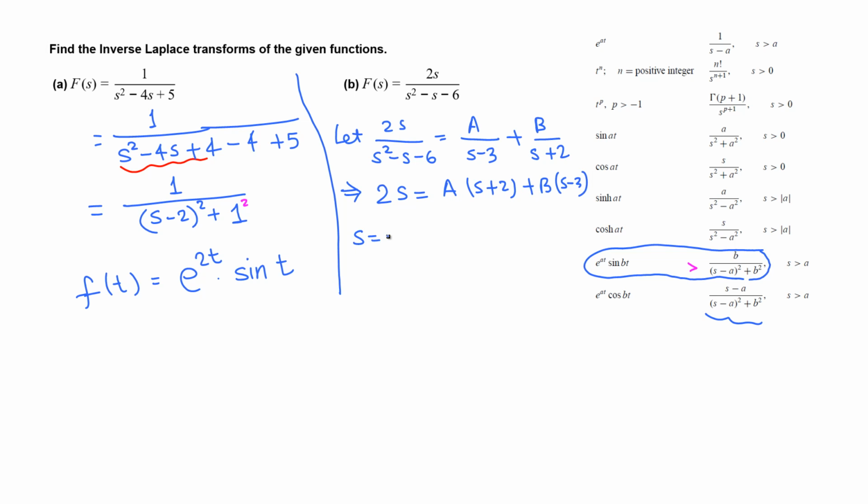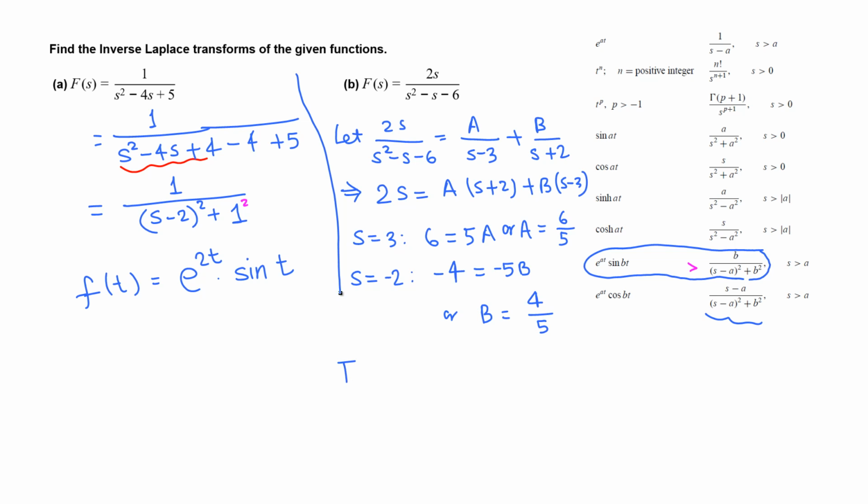Take s equals 3. Then the left side is 6, 3 minus 3 is 0 so the b part is 0, and 3 plus 2 is 5, so 5a. That means a equals 6 over 5. And in this equation, take s equals negative 2. Negative 2 plus 2 is 0, so the a part is 0. 2 times negative 2 is negative 4, equals negative 2 minus 3, which is negative 5b. Divided by negative 5, so b equals 4 over 5.